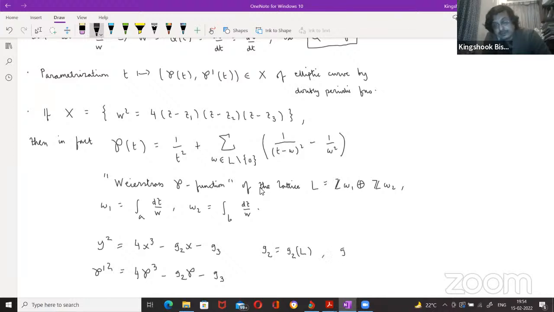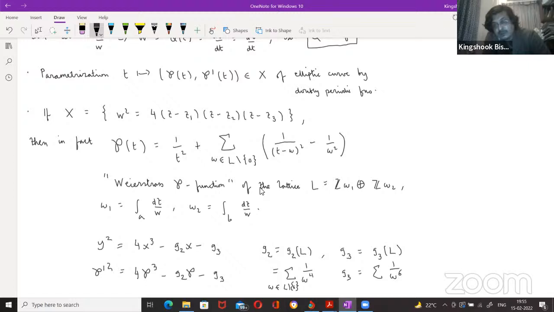So this is 4 P prime squared equals 4P cubed minus g2 P minus g3. And so these g2 and g3, you can solve for these. These turn out to be sums over the lattice. If I remember correctly, g2 is the sum of 1 over omega to the 4 over the nonzero elements of the lattice, L minus 0. And g3 is the sum of 1 over omega to the 6. Okay, sum over the lattice.